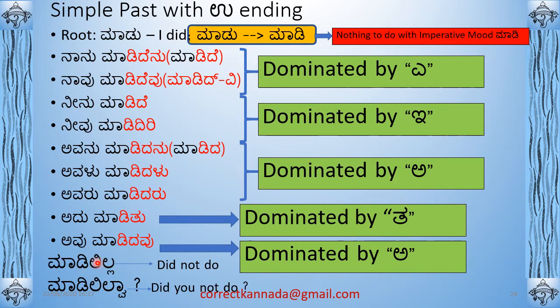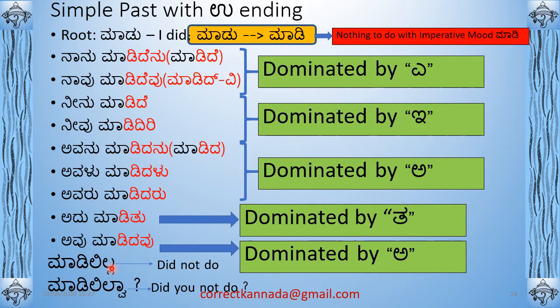Madilla means have not done. We are going to see it. It's present perfect. When you just say madilla, without madi, you remove this li and just say madi and then la, illa, madilla. Just put la here. That is the negation of present perfect tense, which means I have not done.